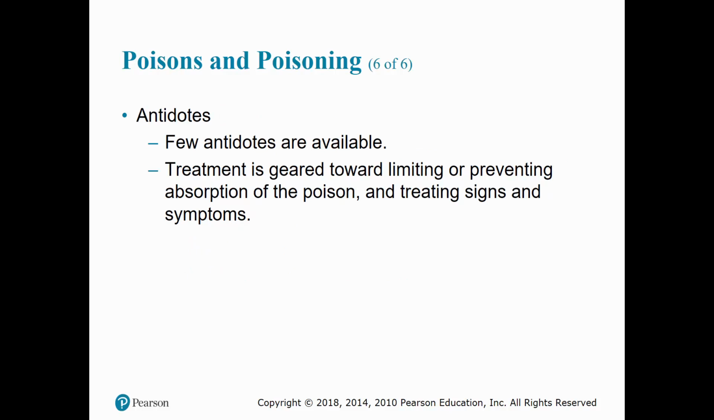Now, an antidote is a substance that neutralizes the effects of the poison or toxic substance. Many people think that antidotes are available for most poisons. However, true antidotes are available only for a small number of poisons. The treatment of poisons generally limits or prevents the further absorption of the poison, and then manages any other signs and symptoms that can occur.